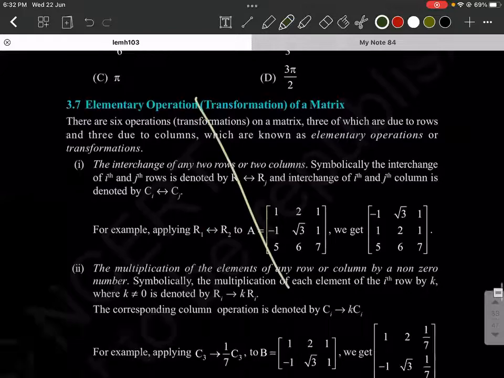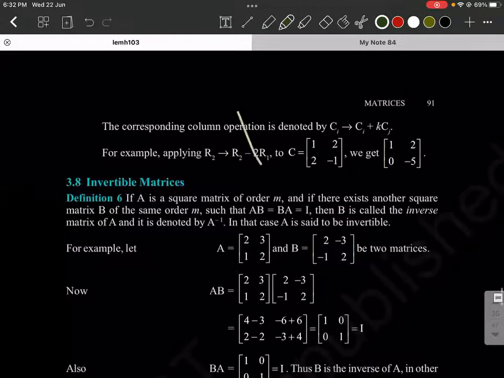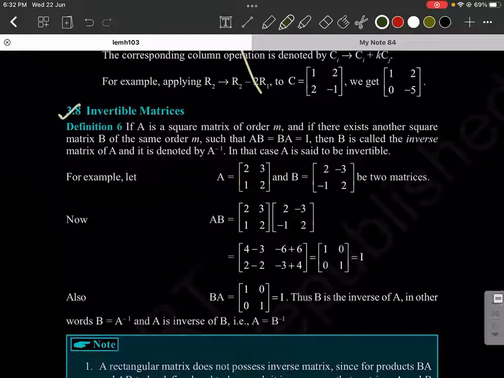So elementary operations are not there. I'll just explain one last concept of this chapter, which is called invertible matrices. That is, how do you find the inverse of a matrix? How to find the inverse, we will see in the next chapter after the concept called adjoint of a matrix. So here we are going to discuss what invertible matrices are. If A is a square matrix, remember one thing, you can find the inverse of a matrix only if that matrix is a square matrix.